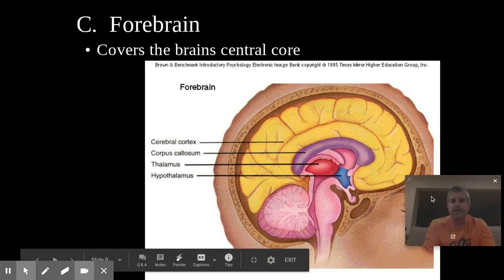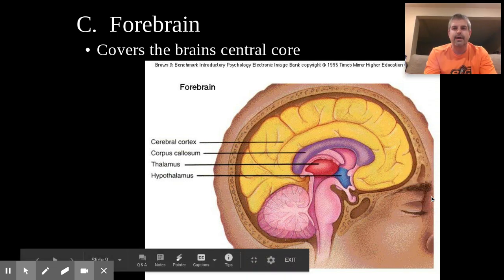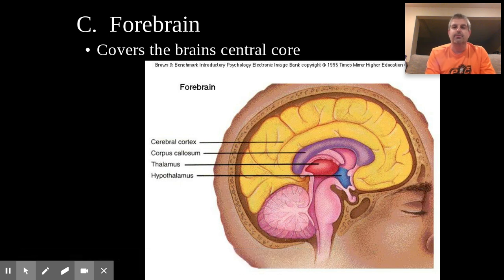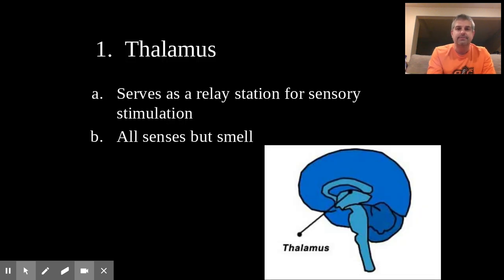Now, the forebrain, this is part of the brain that covers the brain's central core. There's kind of stuff inside this area. And then you have the cerebral cortex, which is the part of the brain that you guys probably consider the brain. There's things inside of it. The thalamus serves as a relay station for all sensory stimulation. So all of your senses go into the thalamus, and then it goes into the brain to figure out what we need to do and see and stuff like that. It has all the senses except smell.